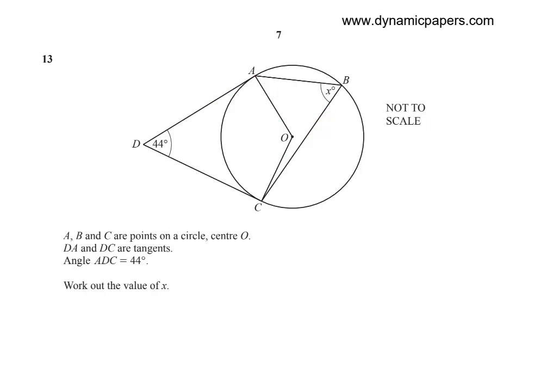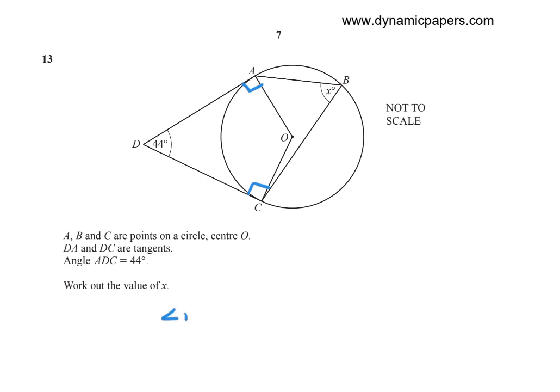Number 13, A, B, and C are points on the circle, center O. DA and DC, two tangent. Angle ADC equal 44. Work out the value of x. We can find the value of x if we can find angle O, because angle x equal half angle O. To find angle O, we have radius and tangent, so this angle 90. Same for angle ACO. Now in this equation we have 90, 90, 44, then we can find angle O.